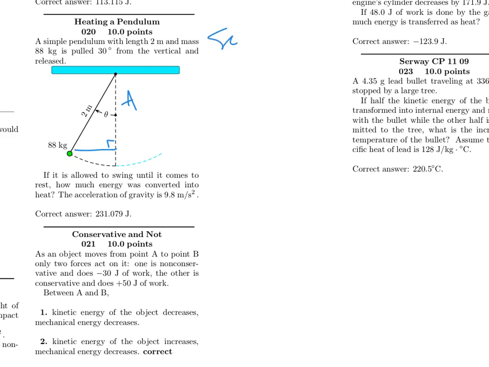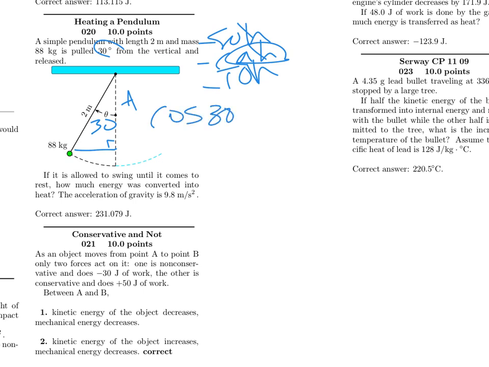So SOH CAH TOA. This is sine, cosine, and tangent. The one I would use would be opposite and adjacent. Okay, so that's what's happening right now. It tells you it's a 30-degree angle. So the cosine of 30 degrees would be, and you don't need to put the degree in the calculator, by the way, adjacent over hypotenuse.